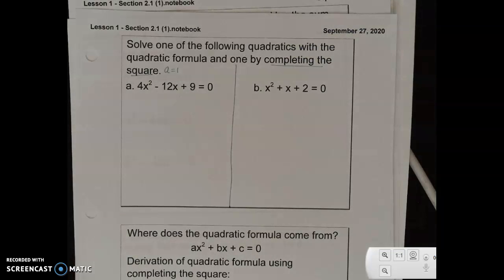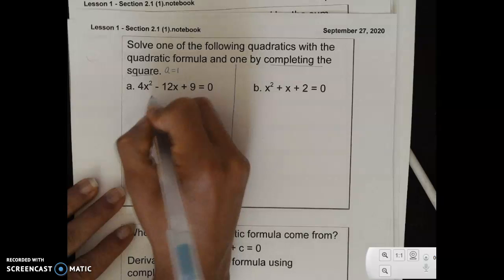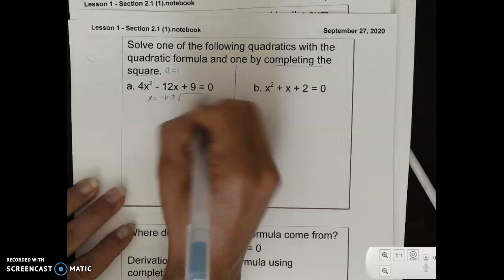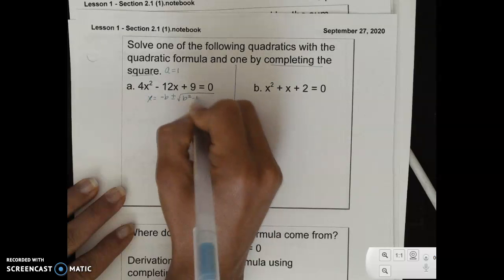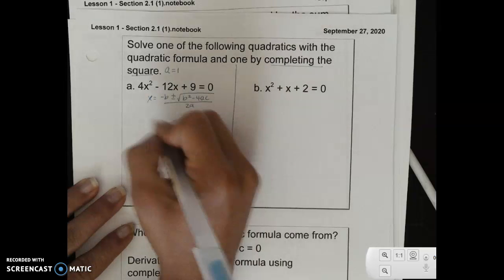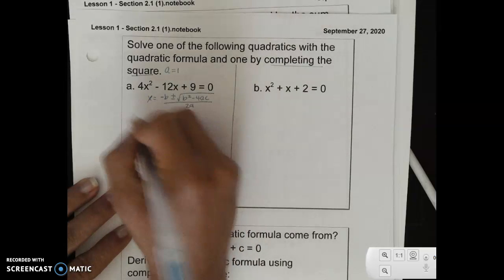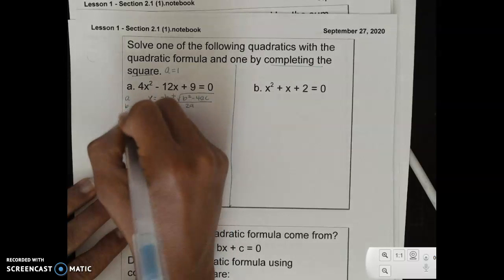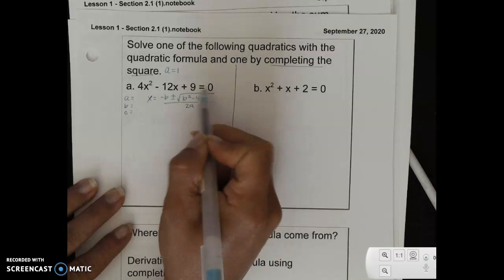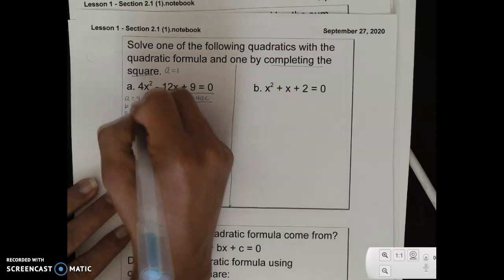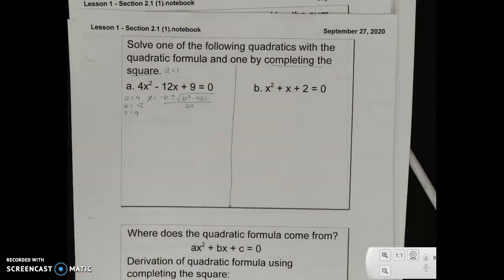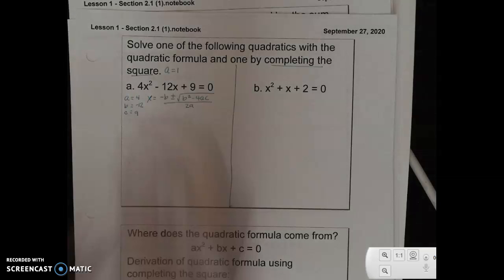Okay, so the quadratic formula we all know and love is x equals negative b plus or minus root b squared minus 4ac, all over 2a. So for my a, b, and c values here, I have to have this set equal to 0, and this equation is, so my a value is 4, b is negative 12, c is 9. I'm going to plug these values into the quadratic formula.